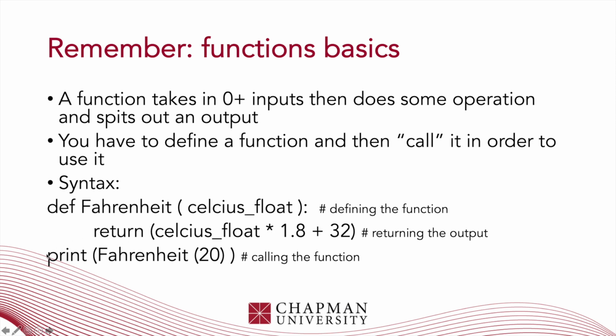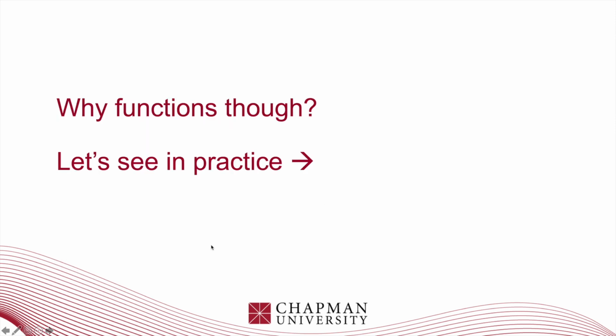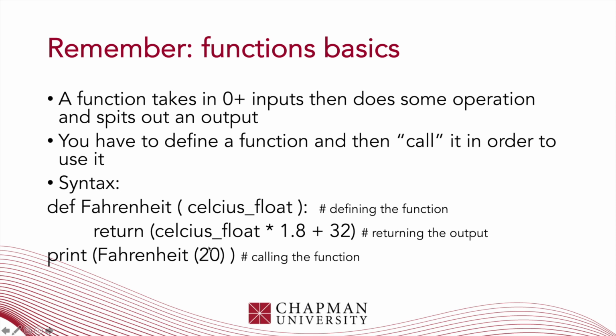So then now we have to call the function. In order to do that, we do the name of the function and then whatever input we want to put. So here we want to turn 20 from Celsius to Fahrenheit. So we would say print parentheses Fahrenheit, and then inside the parentheses 20 because that's the number we want to change into Fahrenheit. And then Python would print out whatever that is, like 68 or something, I don't know. You can try that if you want.